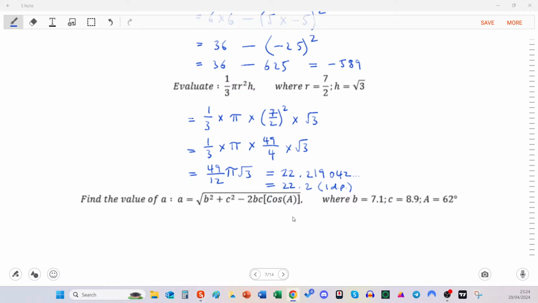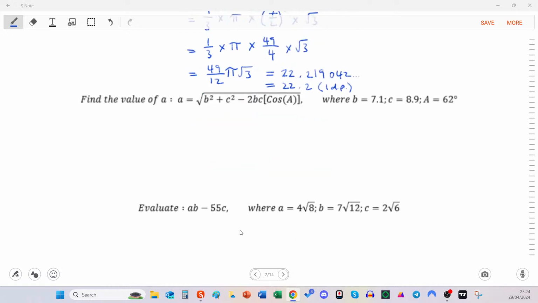All right. Captain Fantastic. There's a couple of things I need to adjust. There we go. Okay. Find the value of a, where a is equal to this. Now, do you recognize this? This is the cosine rule. Yes. But we've got rid of a squared and we made it a. Okay, so a equals big square root. Okay, give us plenty of space.